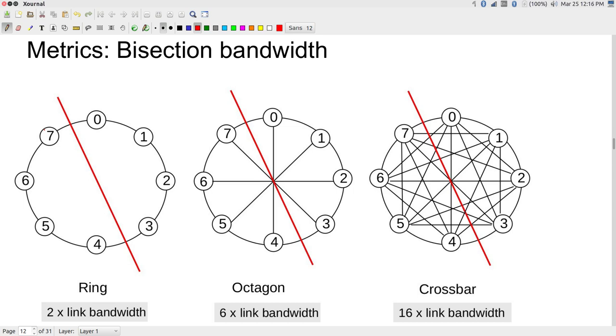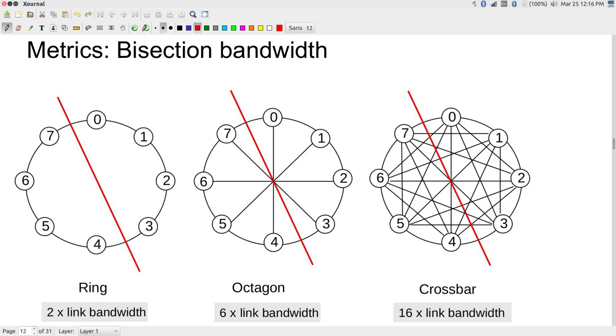They're completely symmetric graphs. So bisection bandwidth for whichever such cut that you take pretty much works out to be the same. In the case of the octagon, it's interesting. What happens is, in order to bisect, I actually need to cut a whole lot of edges. If I add it up, I'll find that it is actually 6 times the link bandwidth. Okay, so this is interesting.